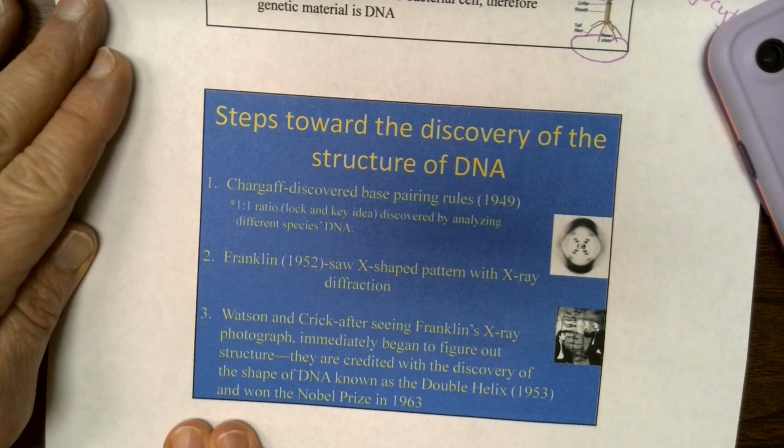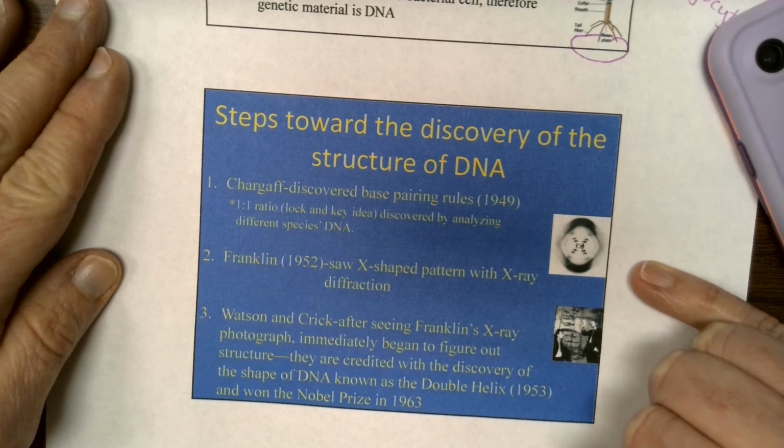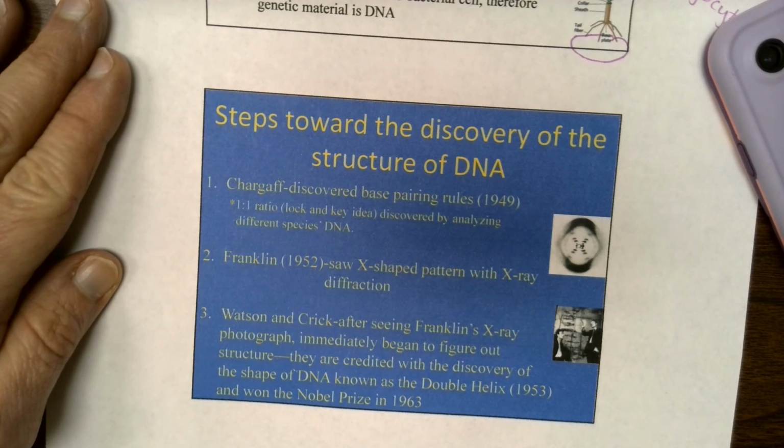Then we have Franklin, who is working about the same time as Hershey and Chase. And she was using X-ray diffraction to study DNA and try to figure out its structure. And that's a top-down image of a molecule of DNA. So she was studying this. She was really close to figuring out what was going on with the structure of DNA. And Watson and Crick got a hold of her pictures. After they saw those, they very quickly started to figure out the structure that we now know as the double helix today. They wrote a paper in 1953.